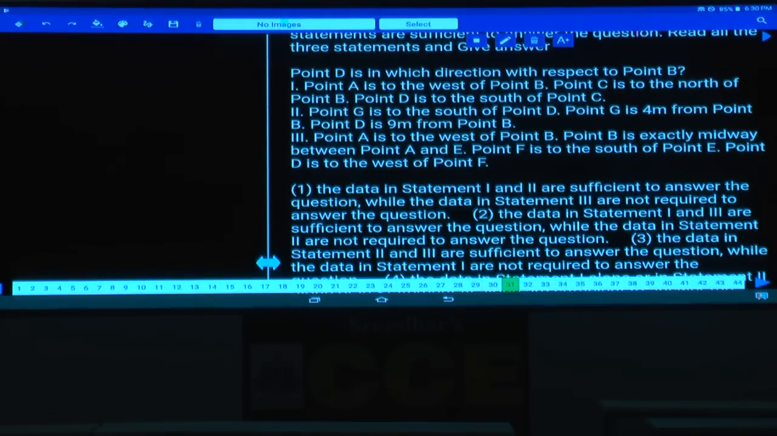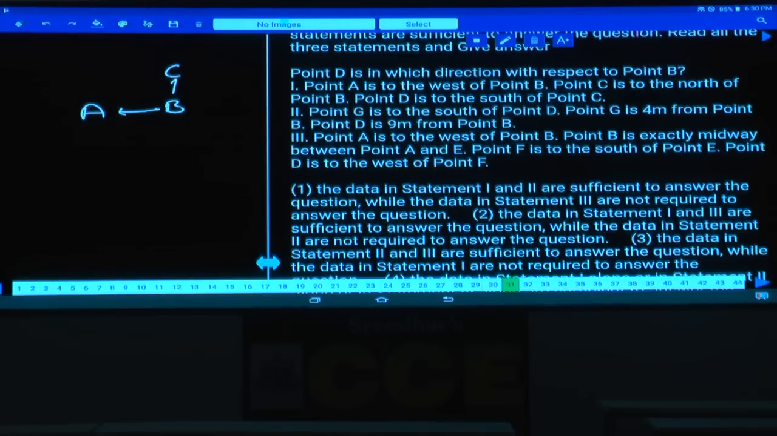Now it says statement 1. A is to the west of B. First I am checking out choice 4. A is to the west of B. Next one. C is to the north of B. Next one. D is to the south of C.